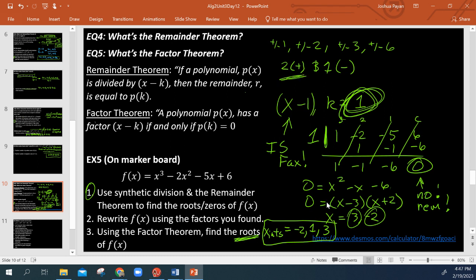Well, yes, I have 2 positive here and 1 negative here. Does that match the numbers that I had from the rational root theorem? 2, 1, and 3. 2, 1, and 3. So awesome. Now we've more or less put it all together. That does it for the remainder and factor theorems.